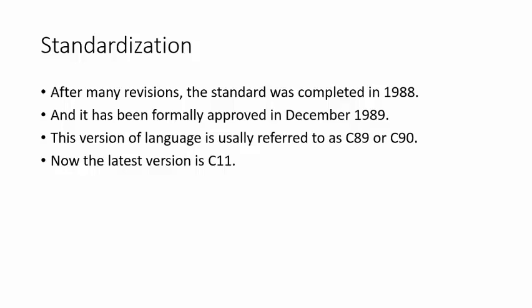There is an organization known as ANSI, the American National Standards Institute, and they form committees to standardize various languages and various software things. So they formed a committee, and they standardized it by 1988, and it was approved by December 1989. So this version of the C language was known as C89 or C90.